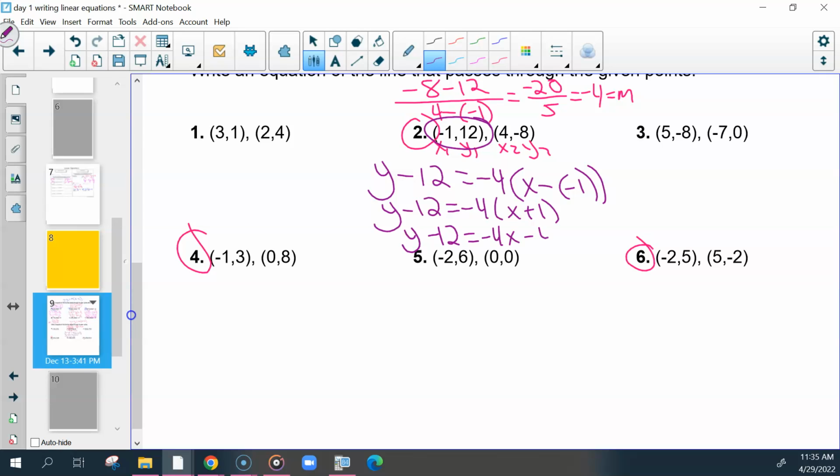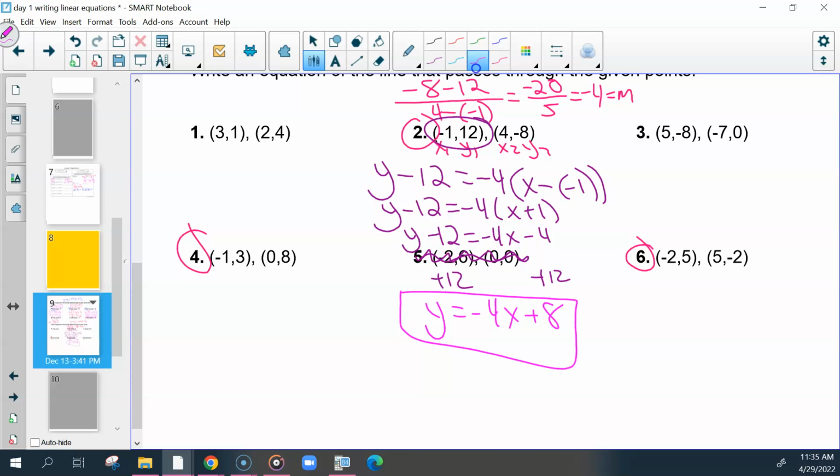The -4x minus 4. And then add 12 to both sides. Let's do that in this space. So what would our final equation be? This has more steps and there's more to it, but you're really just doing the same thing as you did before. The only extra piece is you have to now find your slope.